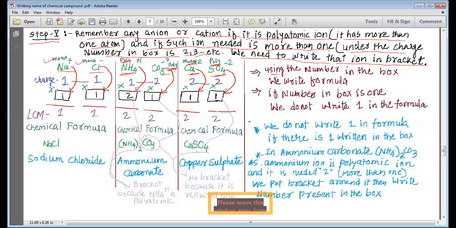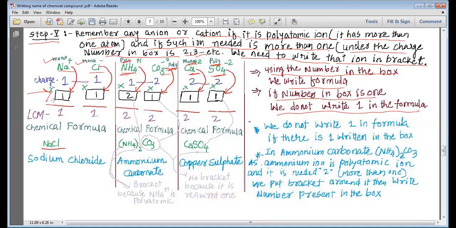Then, my dear students, the next step: using the number in the box, we write the formula. If the number in the box is 1, we do not write 1 in the formula. Suppose here we have number 1. So after Na we do not write Na1 and Cl1. That is not required. If the number in the box is 1, we do not write that number. So when Na is needed 1, we just write Na. If Cl is needed 1, we just write Cl.